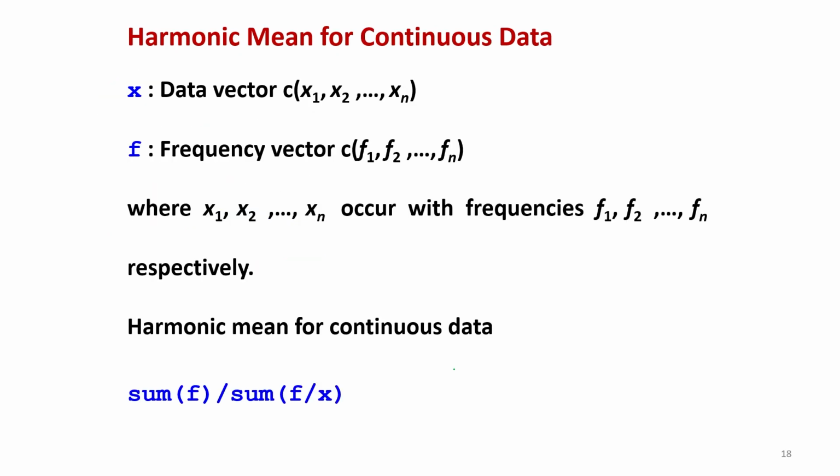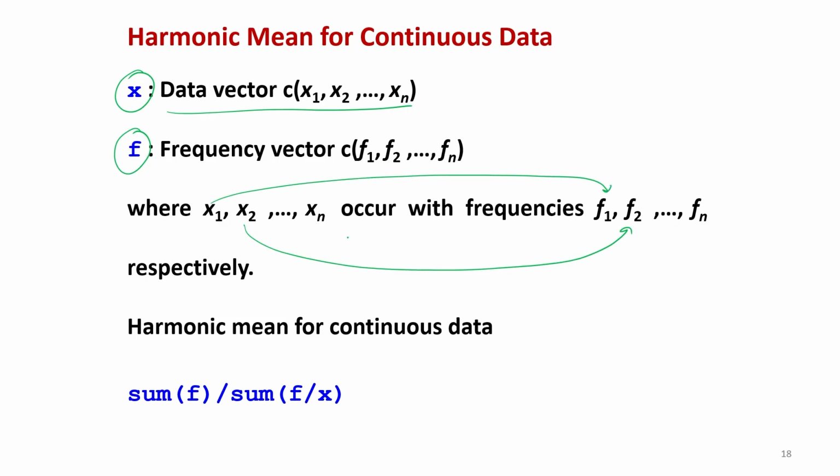Next, we see the case where the data is in the format of grouped observations. In that case, we create a frequency table in which the mid values of the class intervals are obtained and stored in a data vector, say x, and the absolute frequencies are obtained and stored in a data vector, say f. This means the value x1 occurs with frequency f1, x2 occurs with frequency f2, and so on, xn occurs with frequency fn respectively.